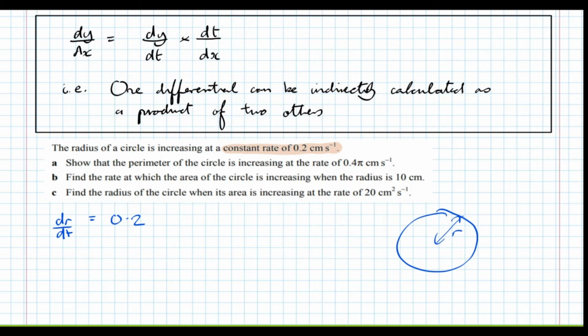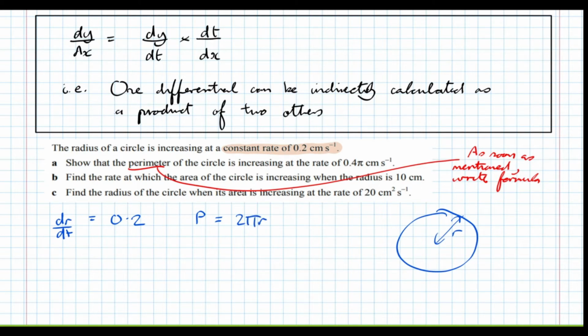So now show that the perimeter of the circle, so good practice here now is to write down the formula for perimeter. So as soon as we see something mentioned, write the formula. So perimeter is 2 pi r of a circle, sometimes called circumference as well.